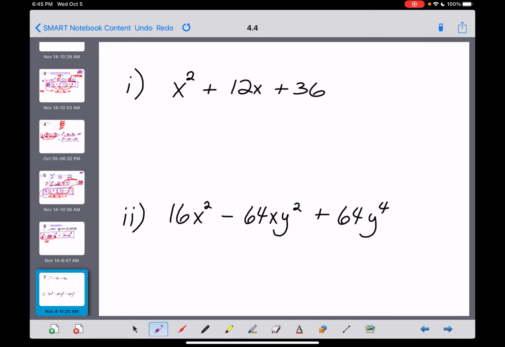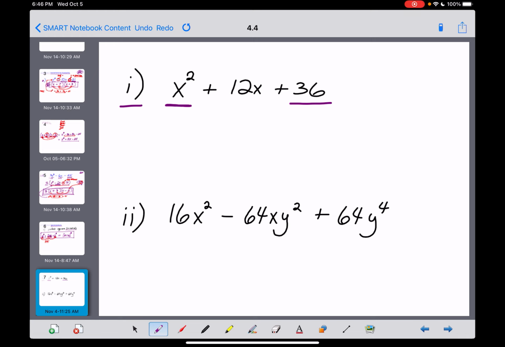So here's what I want to talk about. First of all, what we have here in example 1 is a perfect square trinomial. Let's talk about why. The first term, x squared, is a perfect square. Guys, what is the square root of x squared? X. Then, the last term, 36, is also a perfect square. What is the square root of 36?